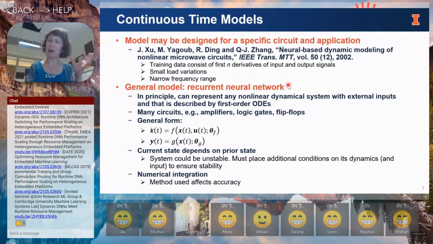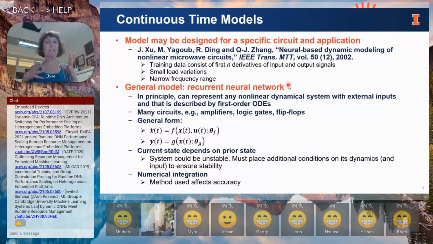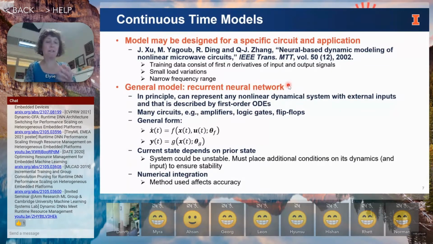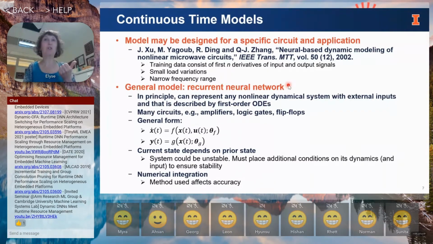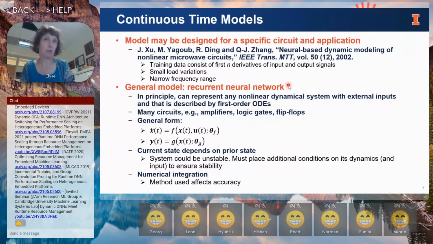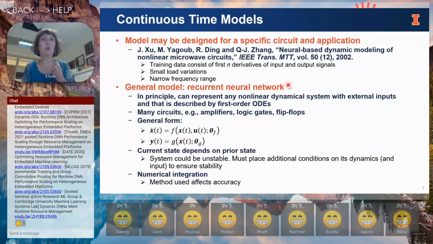And that means it can represent most circuits. Consider what the circuit model is that we normally simulate when we run SPICE. SPICE solves a system of equations that consist of first-order ODEs and algebraic expressions. So it makes sense that the RNN is suitable for circuit modeling. And in fact, we've been able to apply it successfully to amplifiers, logic gates, and flip-flops, among other circuits.